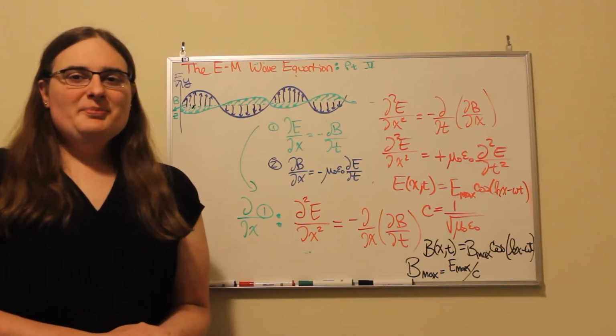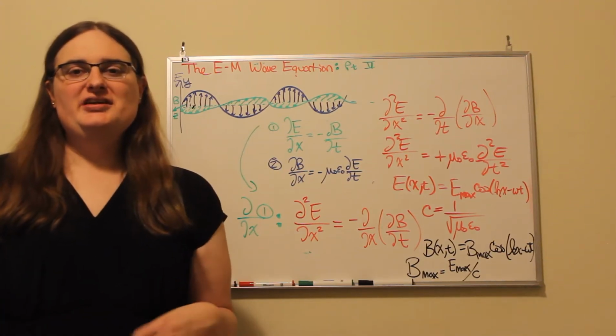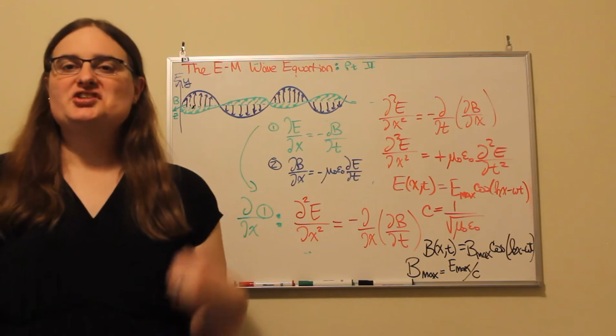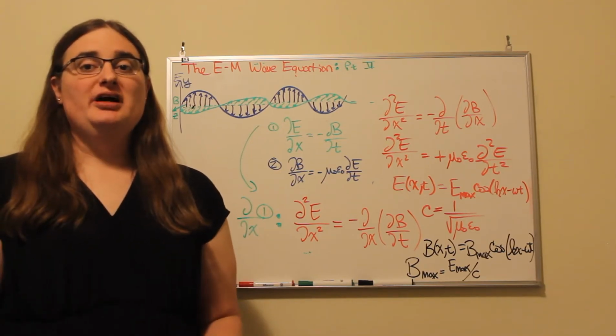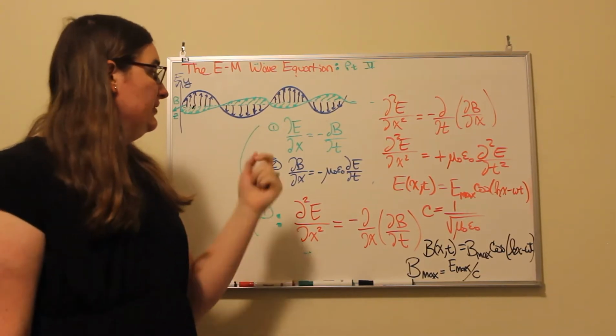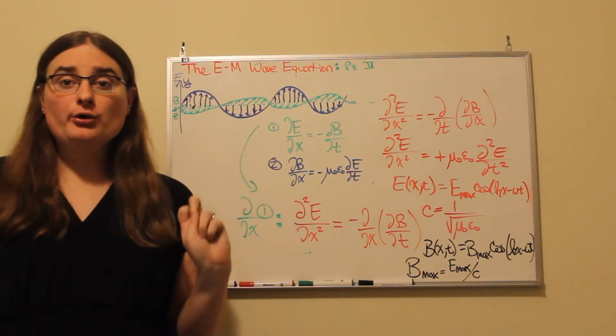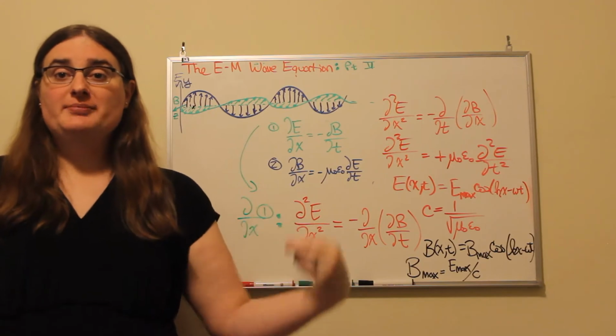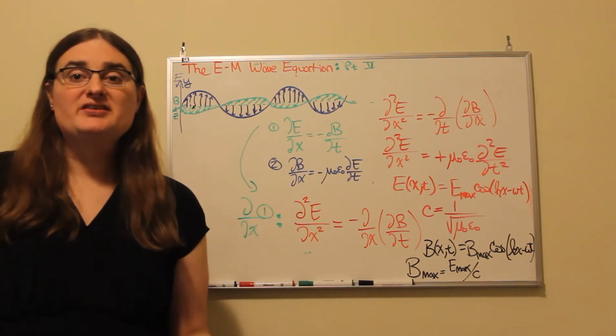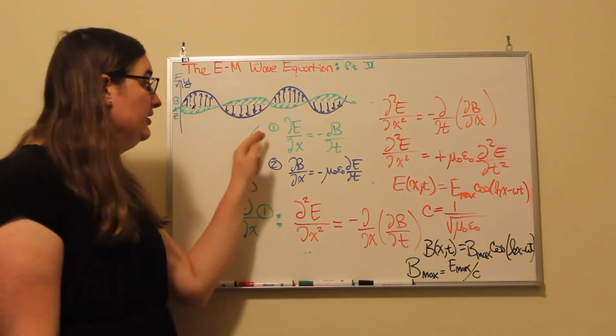Hi, welcome to part 2 of the derivation of the electromagnetic wave equation following Maxwell's laws. Now, in part 1, I worked out how we get the two breadcrumbs that we need in order to be able to show that electric and magnetic fields have to be the solution to a wave equation.